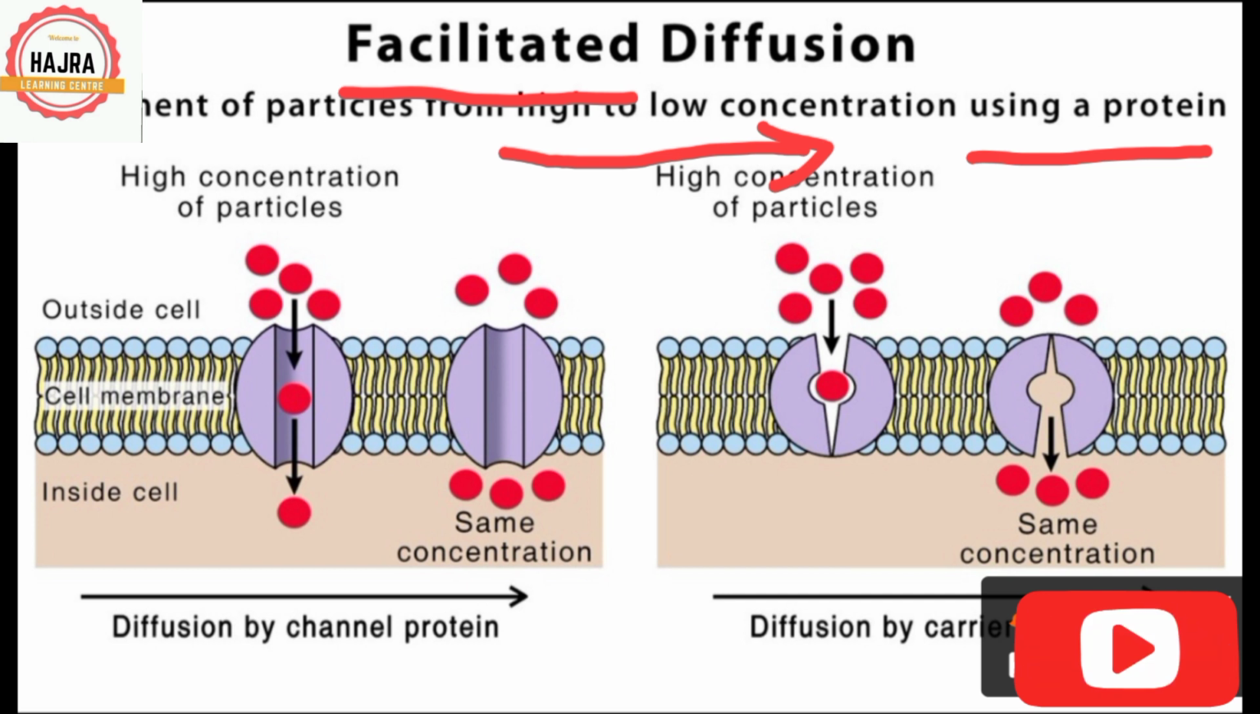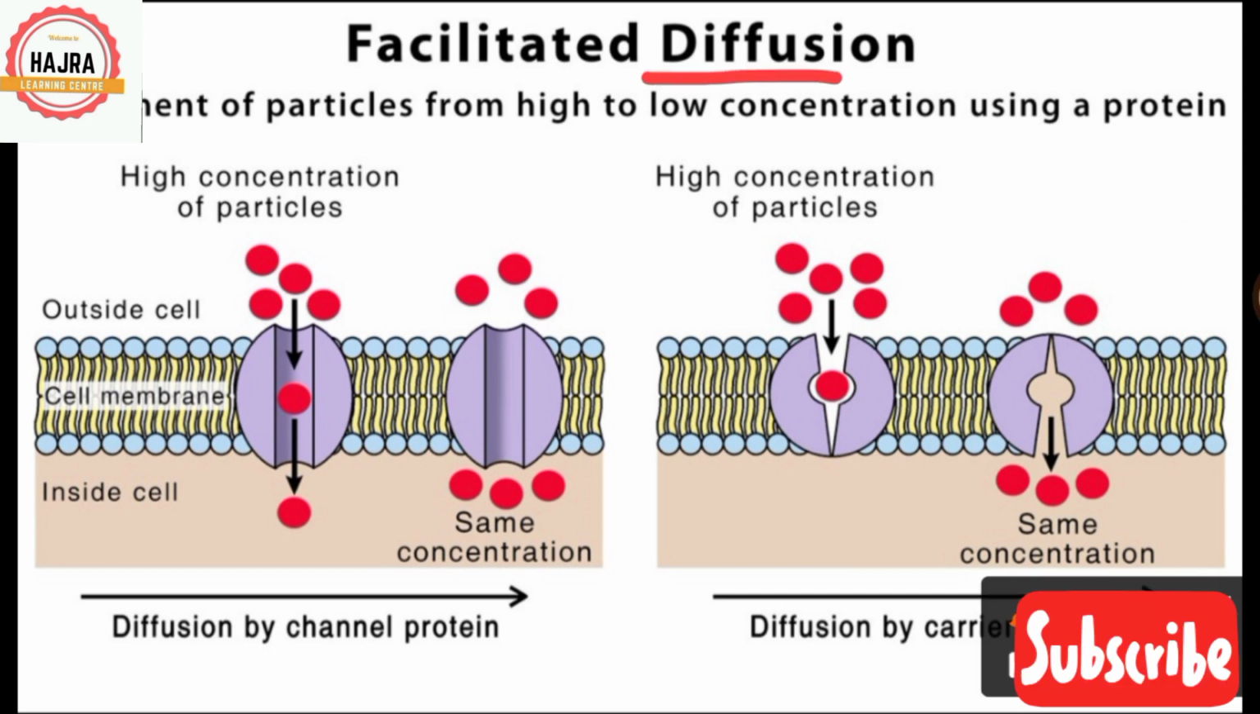Facilitated means something is going to facilitate the molecules to reach the other position. So who is that? Protein. Proteins are the agent which gives the path for those molecules, so they will easily enter or go out of the cell. This is called facilitated diffusion.